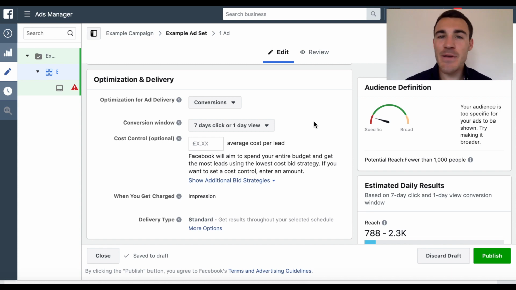I'm going to talk about Facebook ads cost controls. Because you may have been going through your Facebook ad campaigns, you see this little thing that says cost control and you think, what is that? What should I be doing with that? Oh, I don't know what to do. So I'm going to go through that in this video and explain what to do.